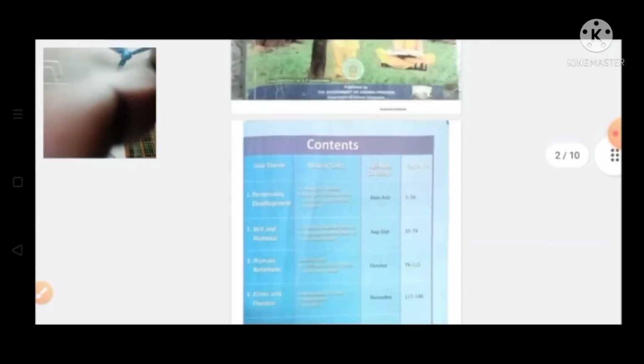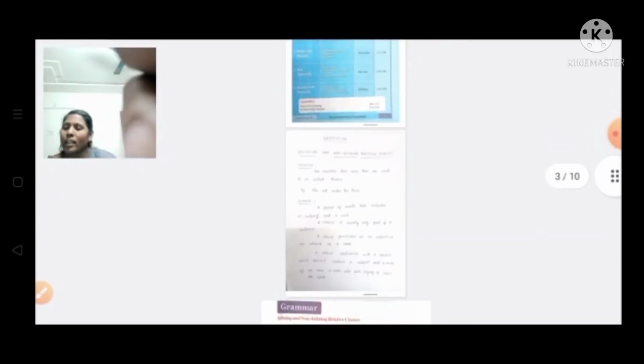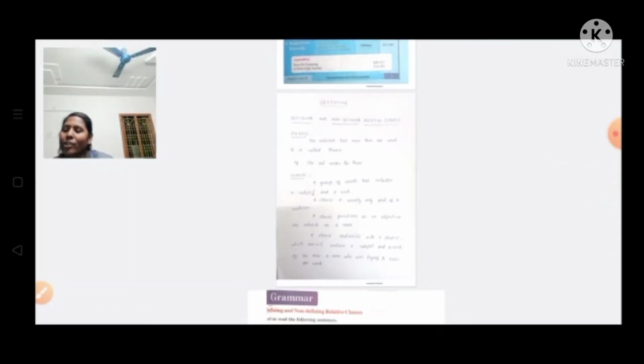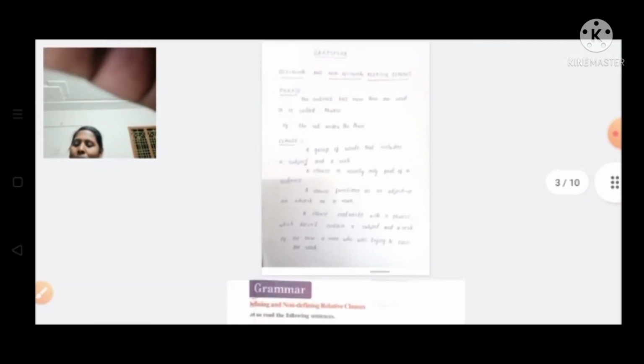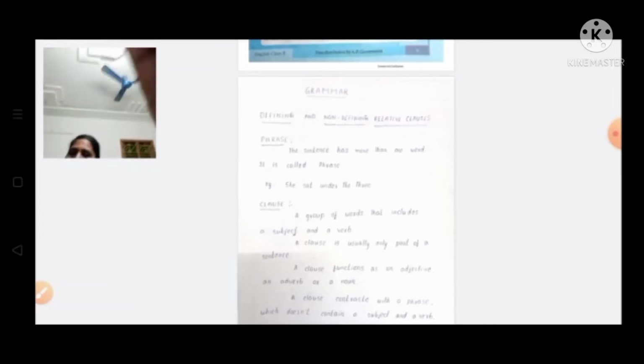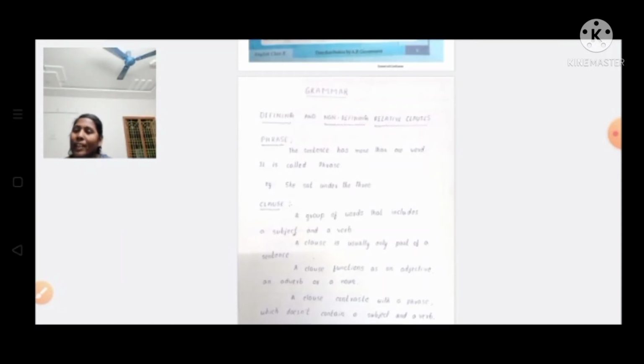Grammar. Defining and non-defining relative clauses. Phrase. If a group of words has more than one word, it is called a phrase. An example: she sat under the tree.